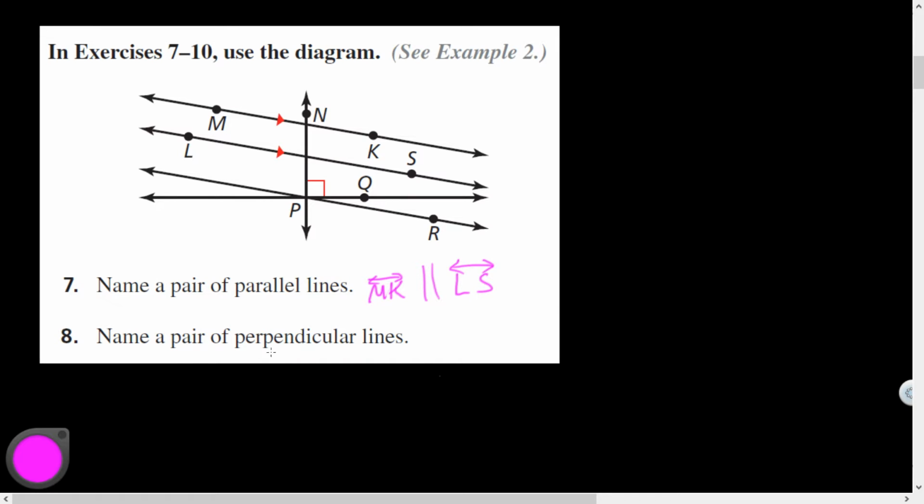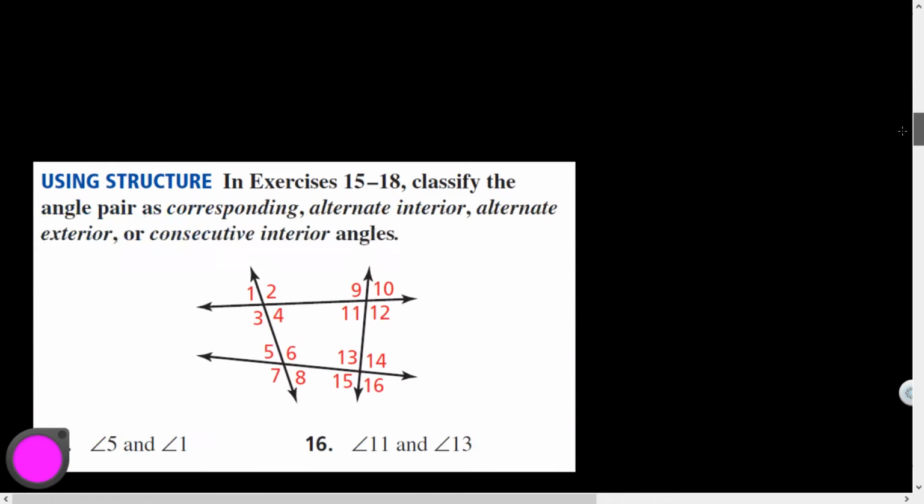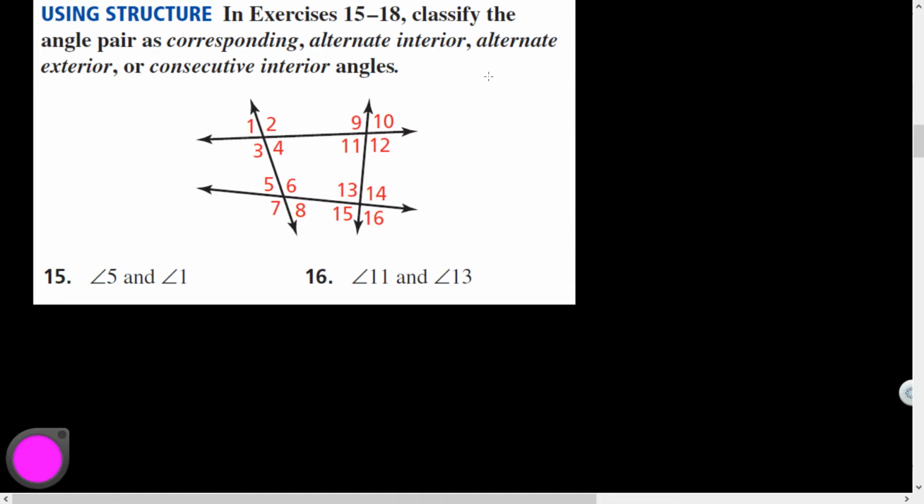And let's see, name a pair of perpendicular lines. That looks like the only ones that are labeled would be NP is perpendicular, that's the upside down T, to PQ. Right. You guys are masters at this now, right? And you got your notation down. You guys are good. I can't wait. Today's lesson's going to be awesome.